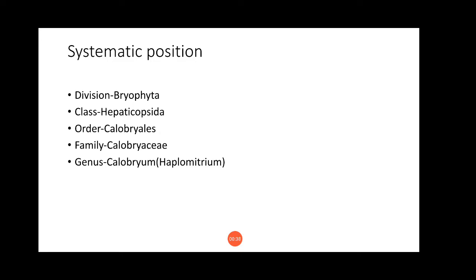Let me just revise the previous lecture. We already know the systematic position of Calobryum, which is placed under order Calobriales, class Hepaticopsida, family Calobryaceae, and we had discussed that the genus Calobryum is a synonym for Haplomitrium.